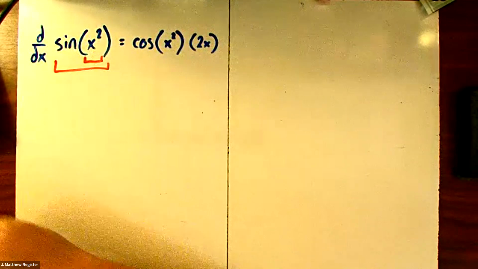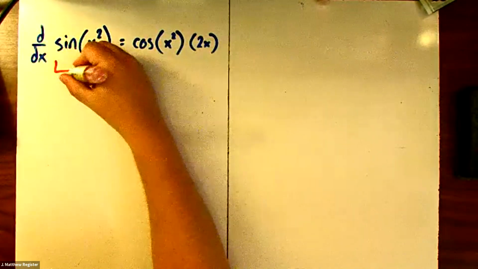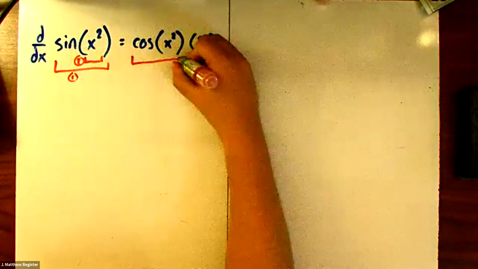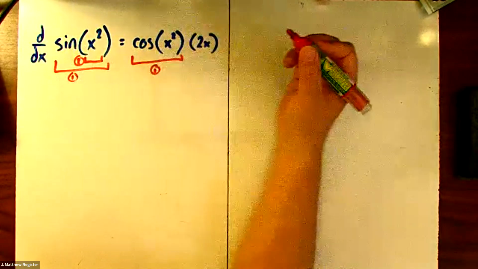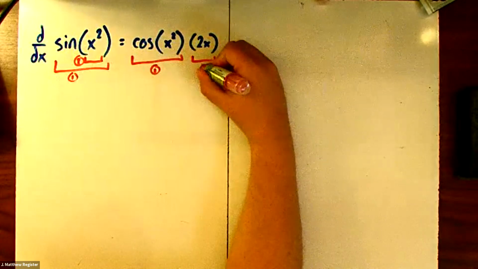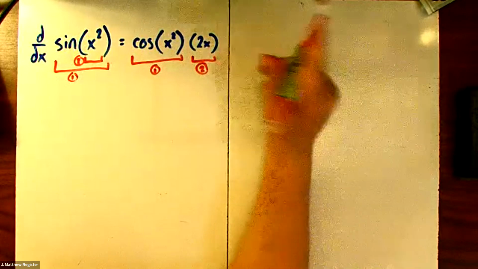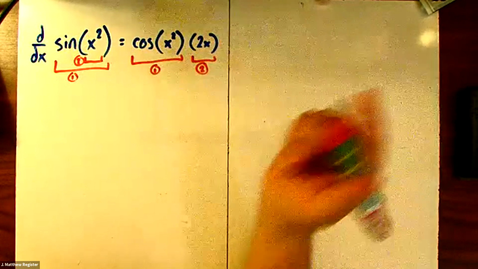So notice when we did this, we have our main function and then we have our interior function. Well, this is the derivative of the main function, and this is the derivative of the interior function. And we're just multiplying them together.